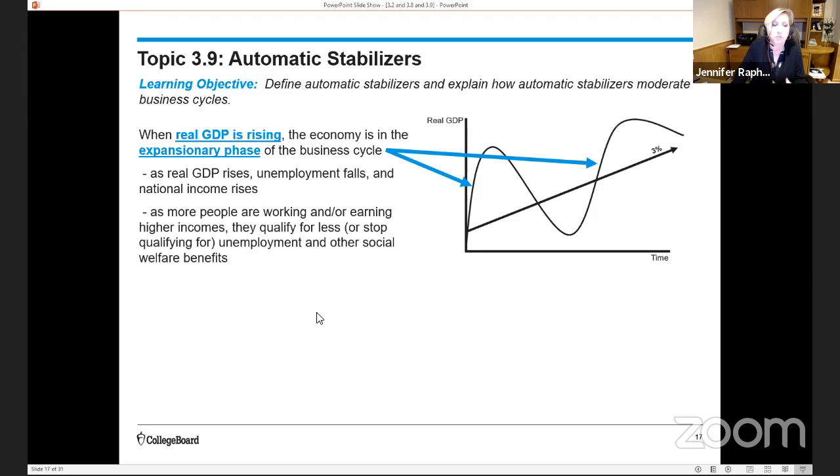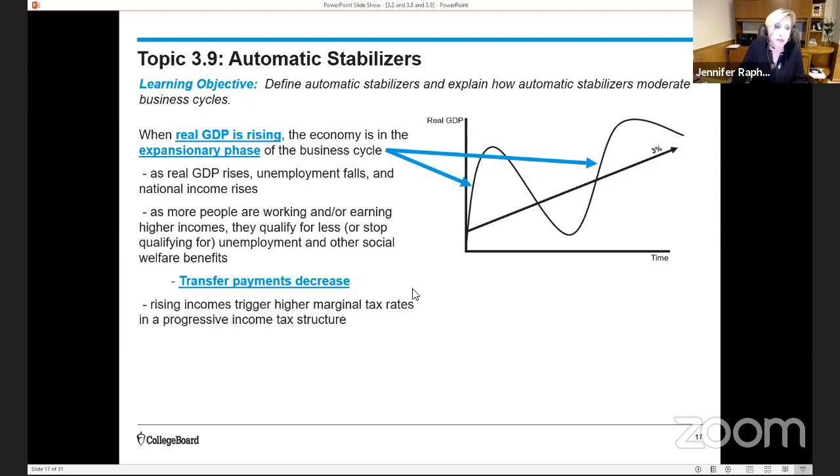As more people are working and or earning higher incomes, they qualify for less, or they stop qualifying altogether for unemployment and other social welfare benefits that are mandated by law. And so the result of this is that because more people are working and they're earning more money, transfer payments are going to decrease automatically.